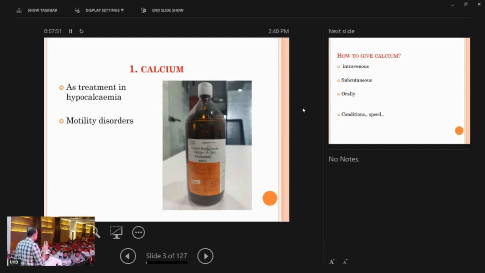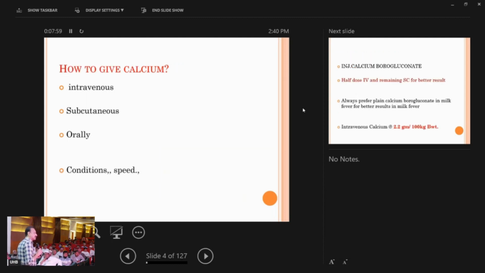You should know how to administer these drugs without any untoward reaction. For example, calcium can be given intravenously, subcutaneously, or orally. Three routes you can give. Orally, oral syrup preparations are available. Injectable preparations you can give IV and subcutaneous.